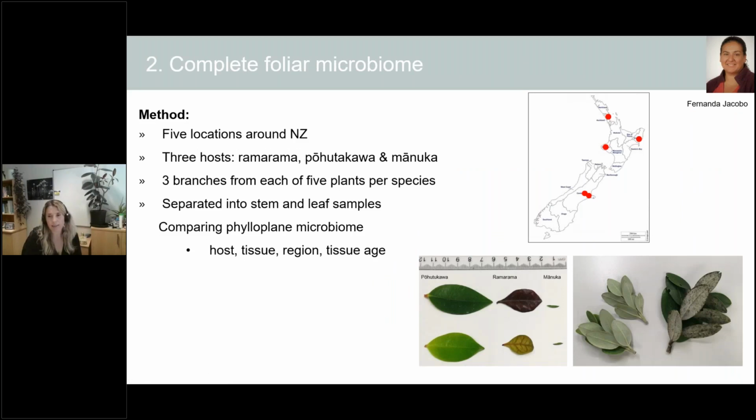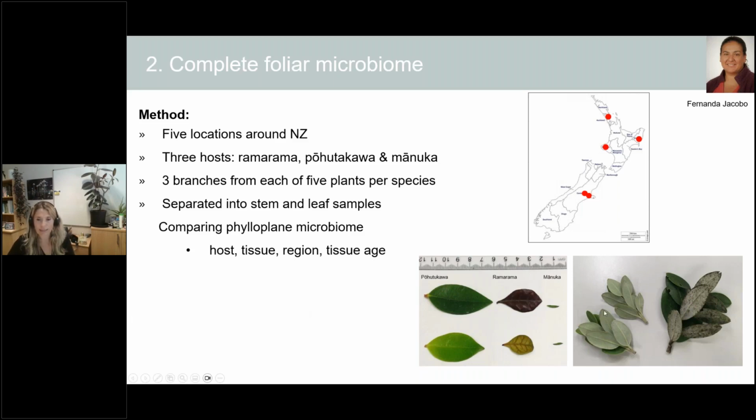Accompanying that, and this is where the samples were taken in order to produce that culturome, we looked at the complete foliar microbiome from 5 locations around New Zealand on the 3 hosts specifically. We took 3 branches from each of 5 plants per species, and we separated these into stem and leaf samples, and we compared the phylloplane using Illumina metabarcoding. And so you can see on the right-hand side here the locations around New Zealand that we went to. So 2 sites in the South Island, quite close in proximity together, and 3 sites in the North Island.